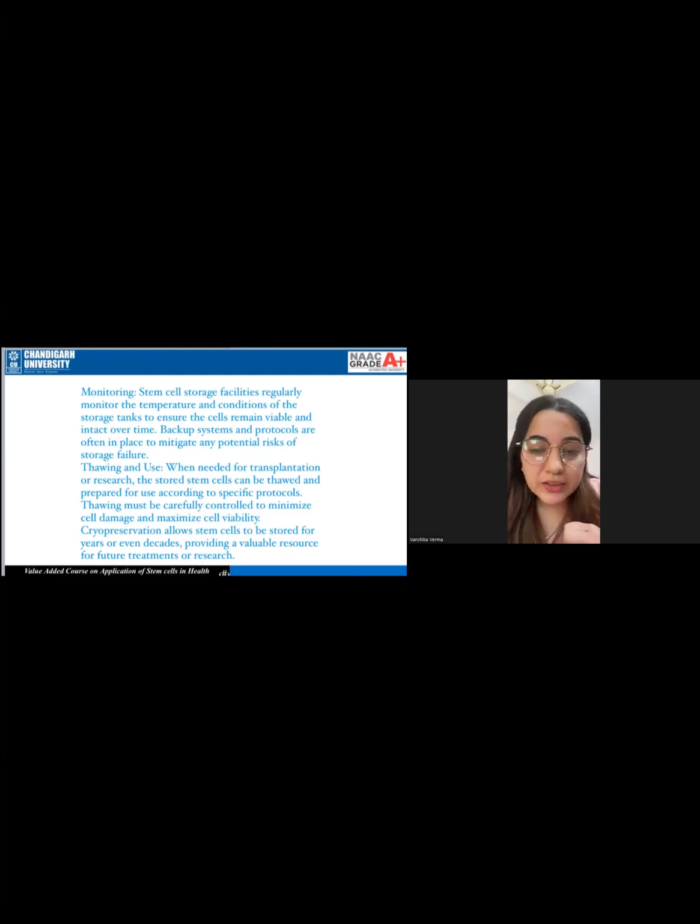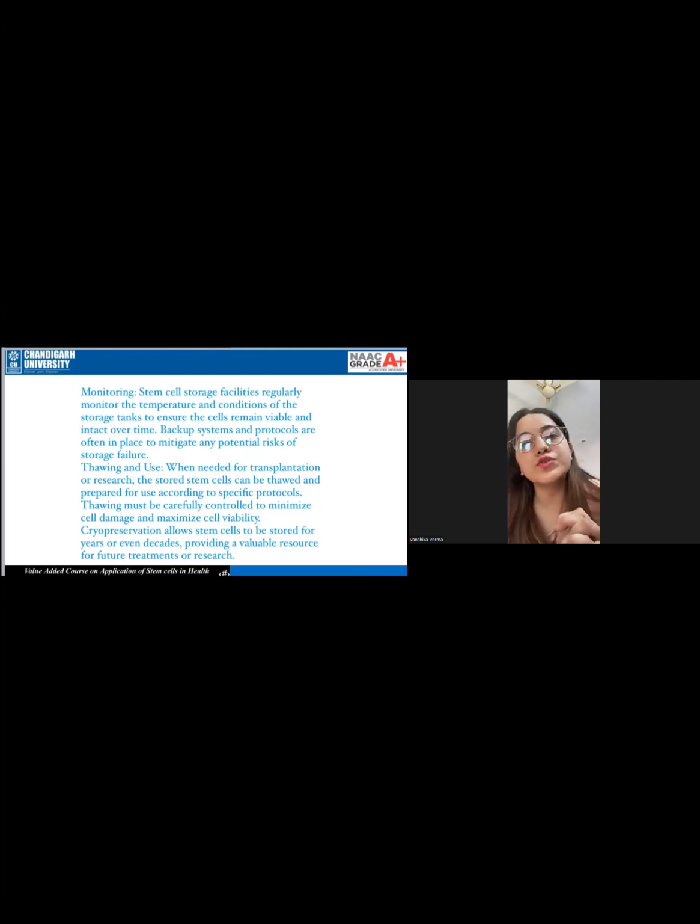Okay. Thawing and use: how is it transplanted when needed? The stored stem cells can be thawed and prepared for use according to specific protocols. We have protocols for giving the transplantation to the patient. Thawing must be carefully controlled to minimize cell damage and maximize cell availability. Cryopreservation allows the stem cells to be stored for years and even decades, providing a valuable resource for future treatment and research.